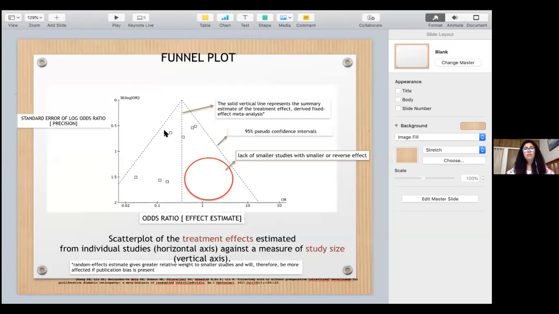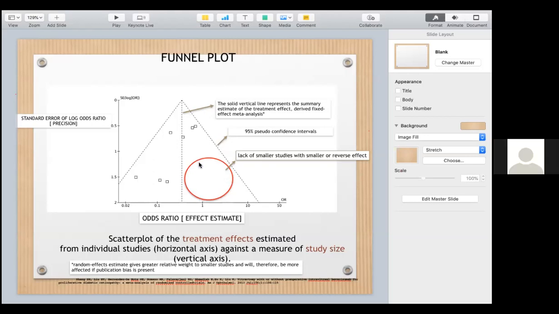And it should be both sides, just like here both sides are there, with the larger effect and a smaller effect. And here you only have studies with a larger effect. The smaller studies with a smaller or reverse effect are missing here. Am I clear? And these are the pseudo confidence intervals, which just tell you the spread of the variance overall, 95% confidence intervals. Did I answer your question? Sorry, I'm not sure. Did I answer your question? Yeah. Okay. You were asking about this area, right? The lack of smaller studies. This is what you were asking?